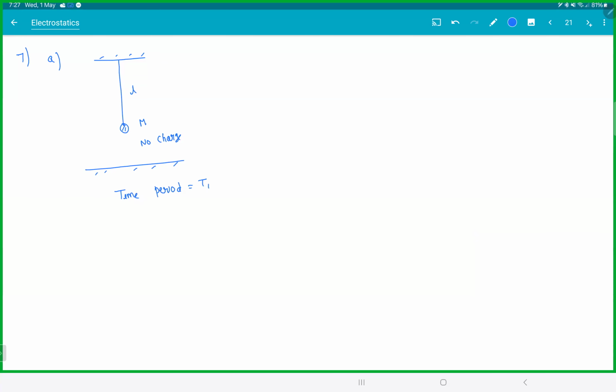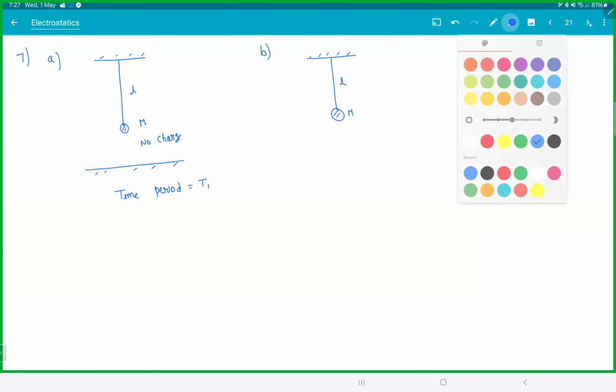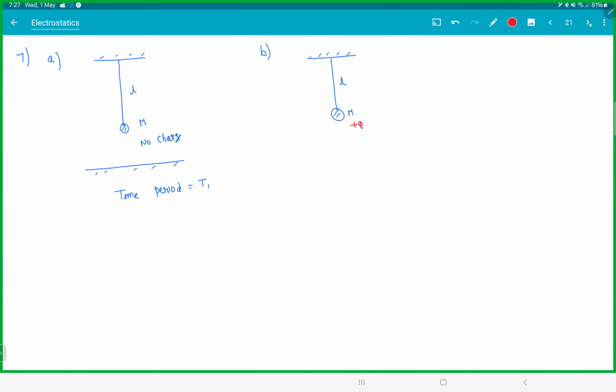Time period is T1. Second thing, same pendulum, mass M, length L. This has a plus Q charge, and this point of suspension also has a plus Q charge. Gravity is there in all the cases. Time period is T2. Again, all the time periods are for small oscillations.